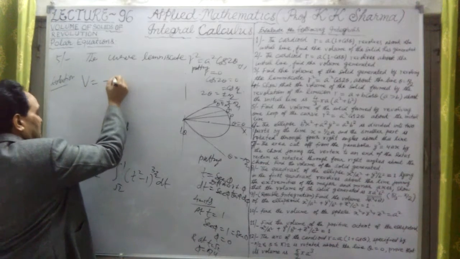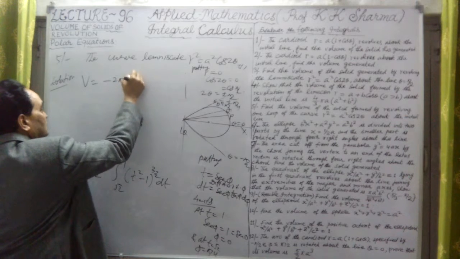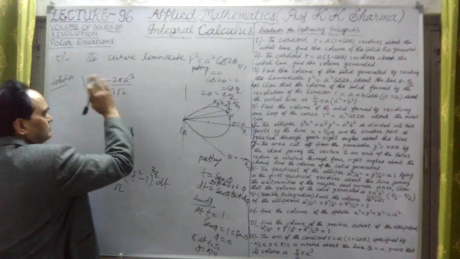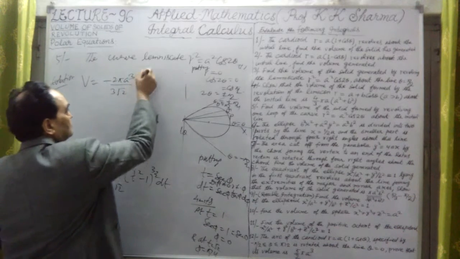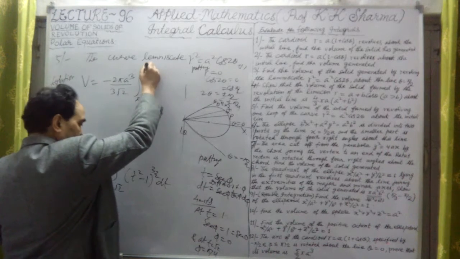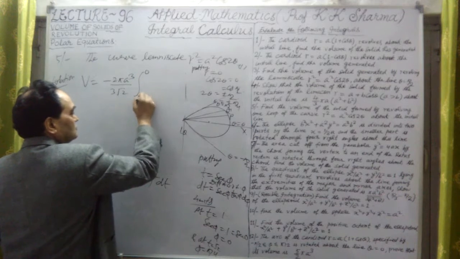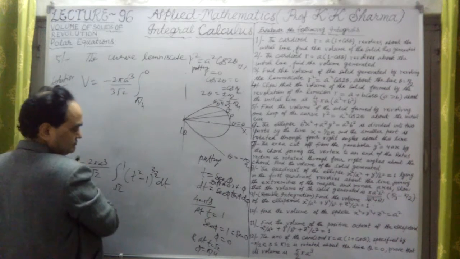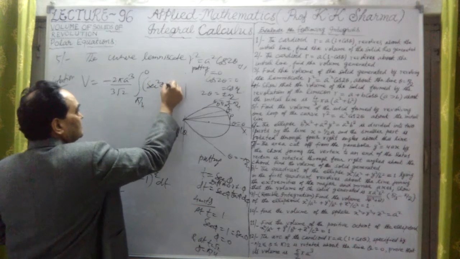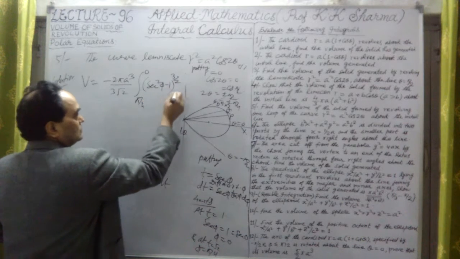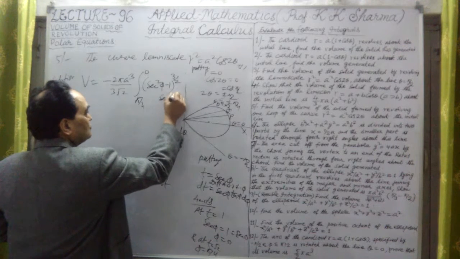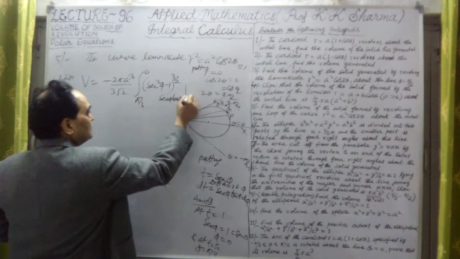Therefore, volume is minus 2 pi a cube upon 3 root 2, which is root 2 upon 3. We will substitute here, no problem. Now limits are pi by 4 to 0. These limits will be interchanged because the minus sign is there. Now this is sec square phi minus 1 whole power 3 by 2 into dt, and dt is sec phi tan phi d phi.